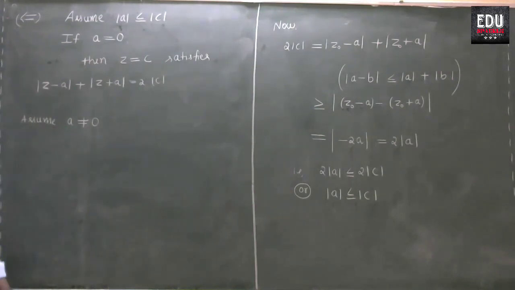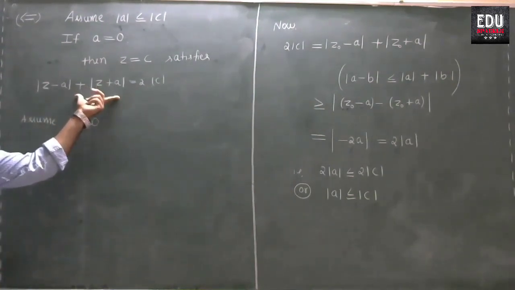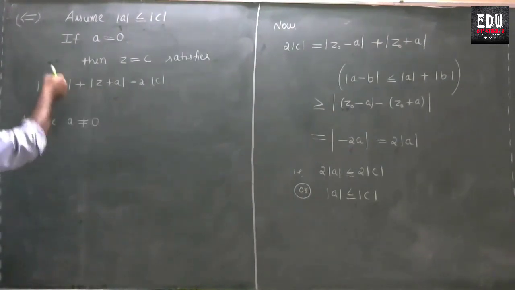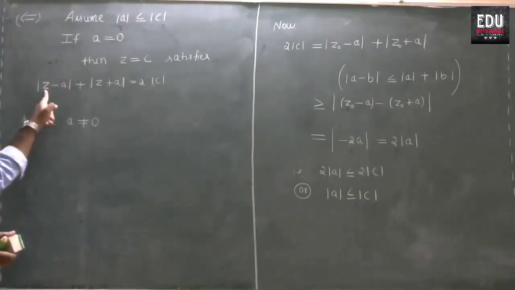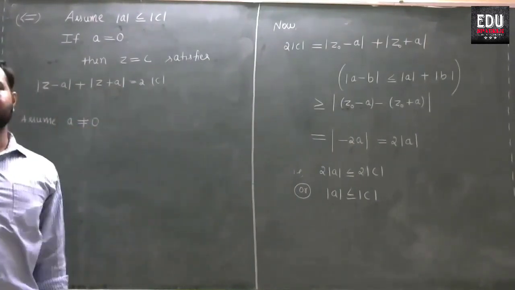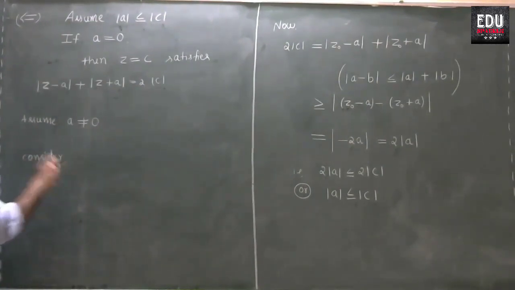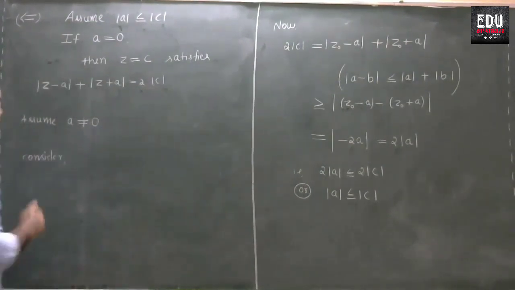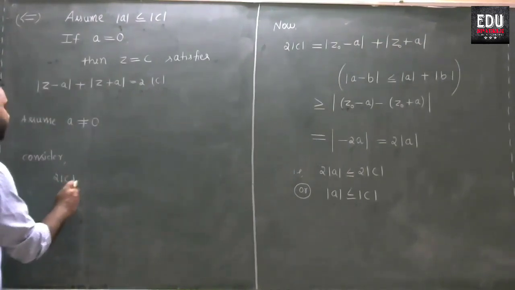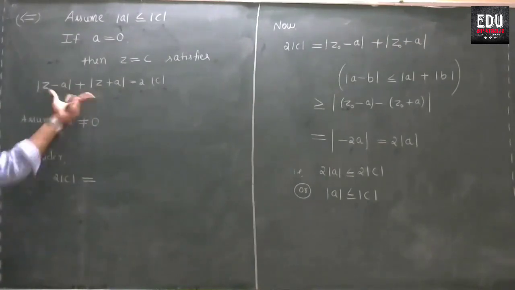Now in this case also we have to show that there is a Z satisfying this equation. That means you have to find a complex number Z such that modulus of Z minus A plus modulus of Z plus A equals 2 into modulus of C. So for that, start with the right hand side, 2 into modulus of C. So now we have to find Z with this condition.